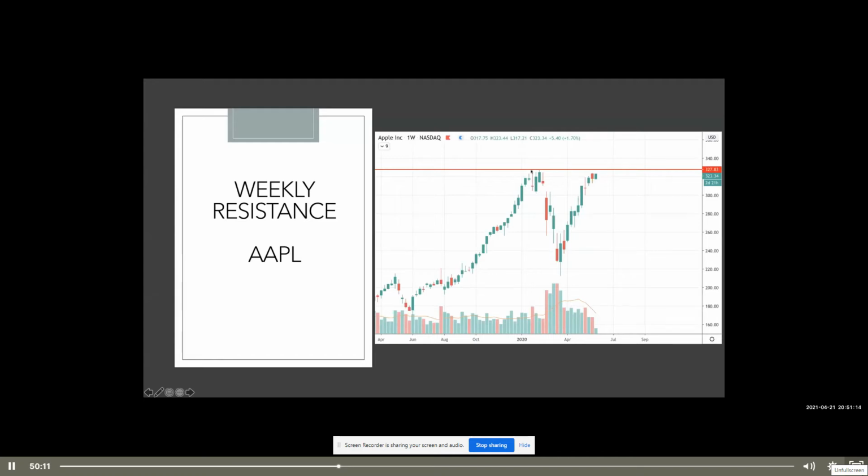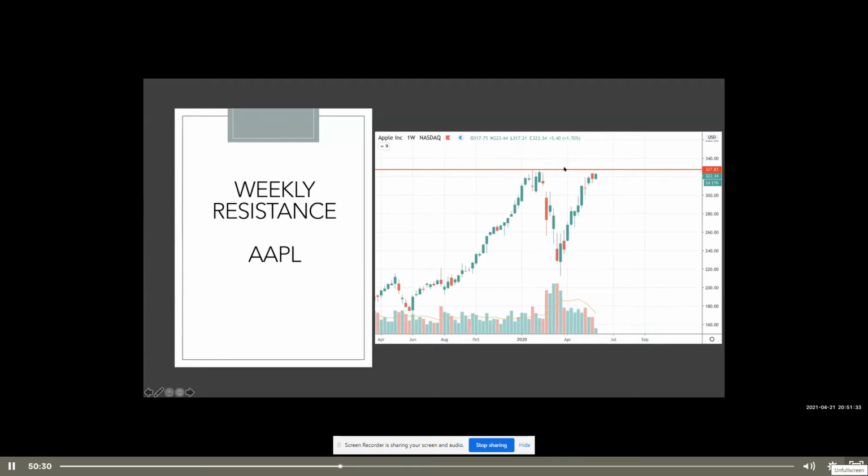You can see this candle. This is one of those dojis that Aristotle was talking about. And then the next 2 weeks, it came up, tried to hit that 328 again, and then bounced off of it again. So there you go. That's a little double top right there.